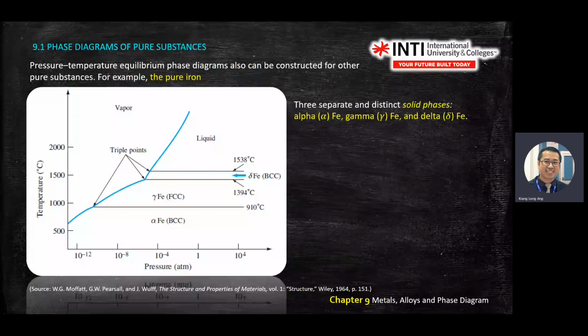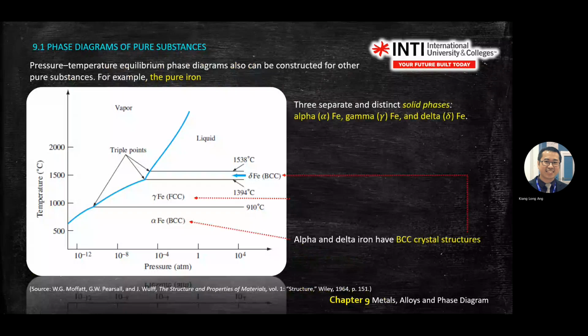Now, for example, there are three separate distinct regions on this graph. You have solid phases here: alpha, gamma, and delta. This line, 1538, is your melting temperature. After you pass this one, you will get liquid already. So alpha, BCC, delta, and so on.